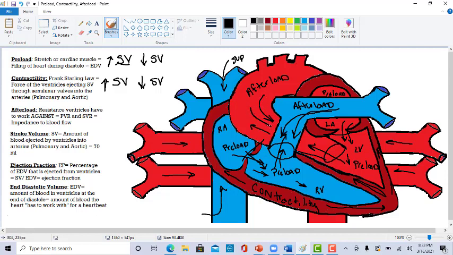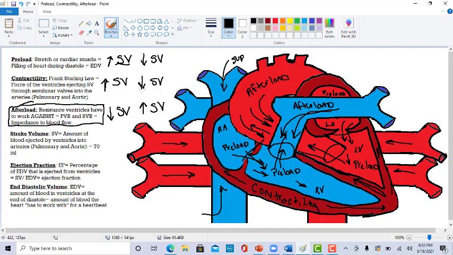It's the resistance. So if you increase your afterload, you're going to decrease your stroke volume. You're basically making it so that those ventricles have to work way harder to get that blood out. If you decrease your afterload, if you make less resistance, then you're going to increase your stroke volume. So of the three components that affect stroke volume, afterload's the one we don't like. It's bad. So the less afterload you have, the less resistance you have, the more stroke volume you have.